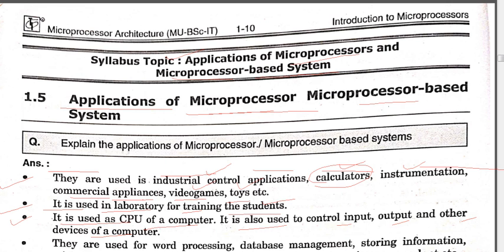ठीक है, तो CPU में भी microprocessor होता है, that is CPU is the central processing unit of a computer. So also it can be used as a control input and to generate the control output and connect with the other devices of a computer.